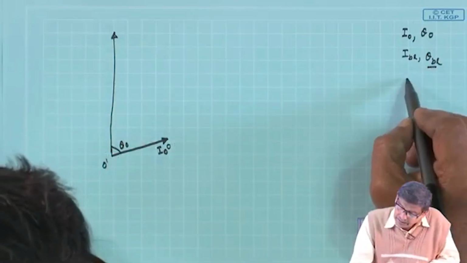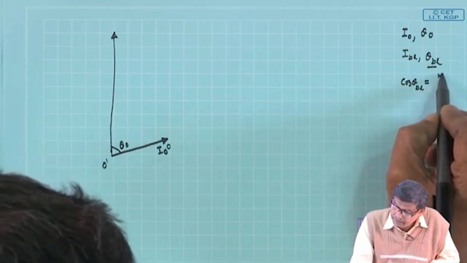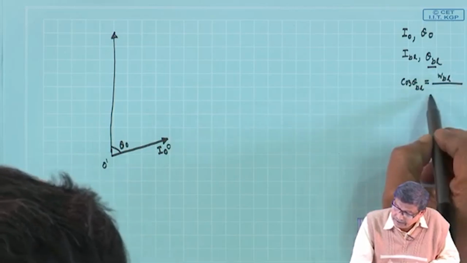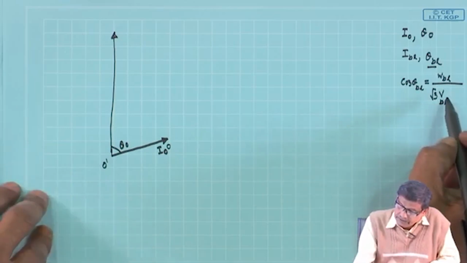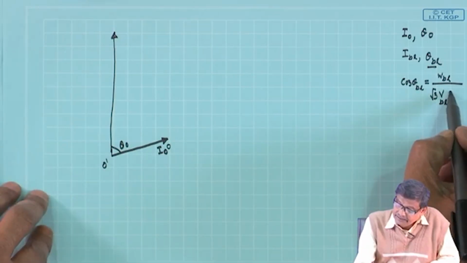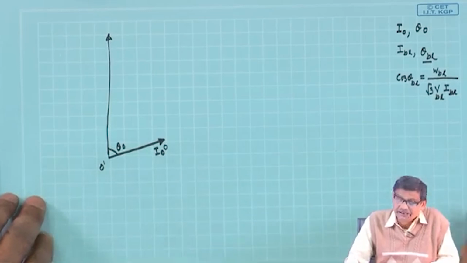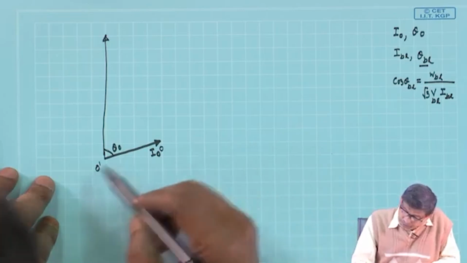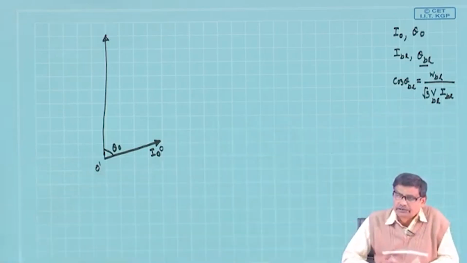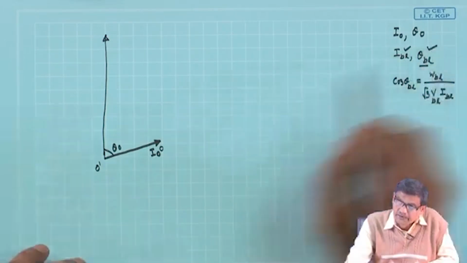So, theta BL I will calculate in the same way, cosine theta BL is equal to WBL divided by root 3 VL and IBL, whatever voltage I have applied. Is not? This will be the thing. So, theta BL is known. Now, current scale already chosen, so much ampere is represented by 1 centimeter. So, IBL is known and theta BL is known.